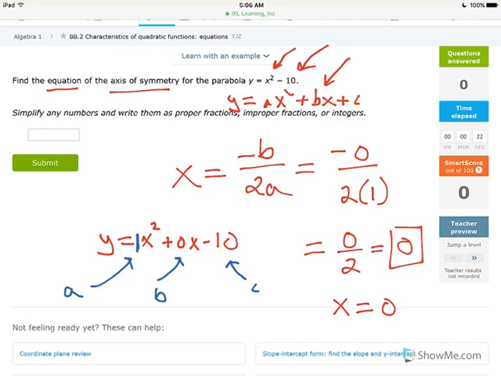Make sure when you put this into the answer box, they did specifically say write the equation for it, so you're going to need a variable and an equal sign. So make sure you actually put in the x equals 0. If you just put 0 in the answer box, it will call you wrong.